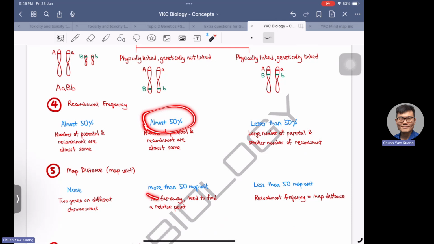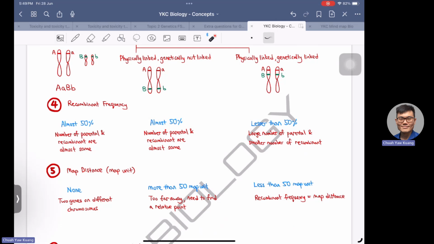distance, it will be more than 50 map units. The reason is because they are too far away already. So when they are too far away, the chances to produce a recombinant will be equal to the parental. It won't be more than the parental. Because of this, the recombinant frequency will give you exactly 50% only. But that does not mean that their map distance is equal to 50 map units. So you have to be alert on this.